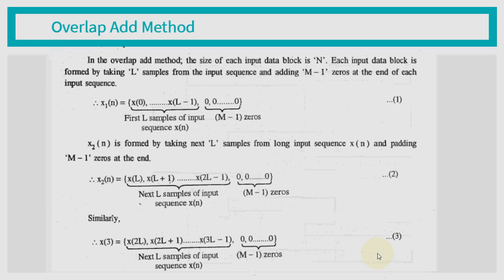Next, the overlap add method. In the overlap add method, the size of each input block is N, and each input block is formed by taking L samples from the input sequence, and after that M minus 1 zeros are padded at the end of each input sequence. So in the overlap save method, initial M minus 1 samples are added, but in the overlap add method, M minus 1 zeros are added after the sequence. So x(n) is formed by first taking L samples from x(n), and then M minus 1 zeros are added.